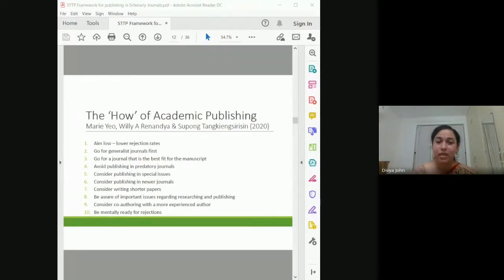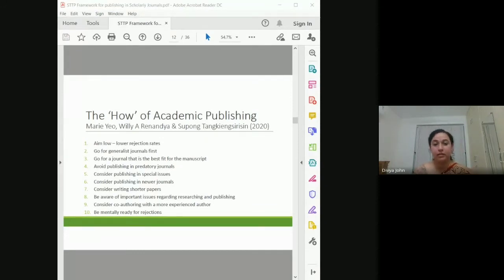So aim low. Think of publications which have a lower rejection rate and a higher acceptance rate. If you're publishing in the field of ELT and language, go for a generalist list rather than a specialized list. Studies in Second Language Acquisition, for example, would publish only theoretical papers in the field of second language, while a journal like TESOL Quarterly and ELTJ would publish a wide range of subjects. So when you choose a journal, at first choose something of a generalist nature, and then you can move on to more specialized publications.